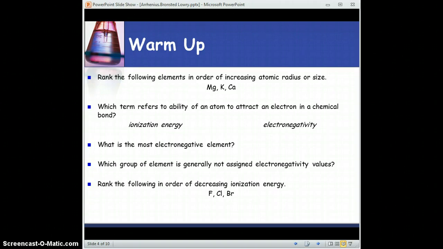If you still don't know atomic radius, size, ionization energy, and electronegativity, make this a priority moving forward so that we can talk about those objectives for the STAAR exam. You guys have 2 minutes starting now to finish the warm-up. We'll quickly go through it.